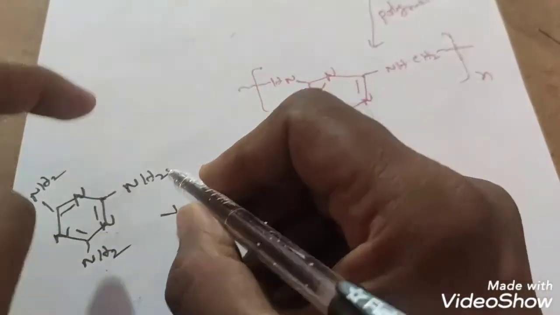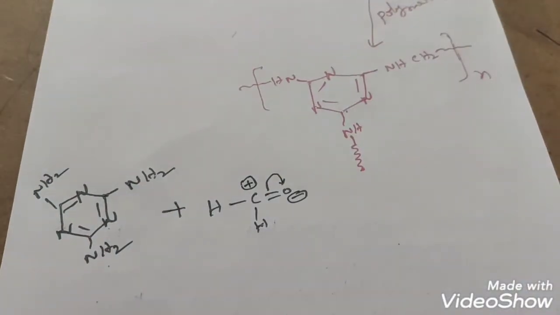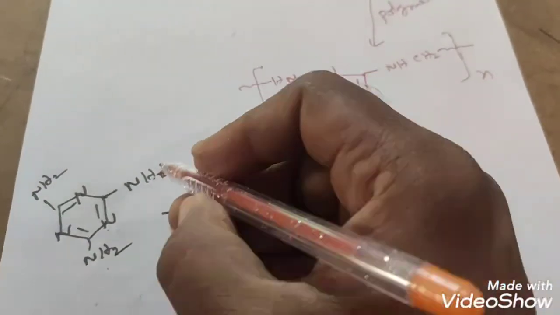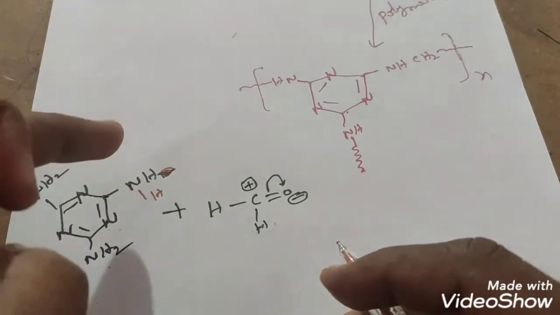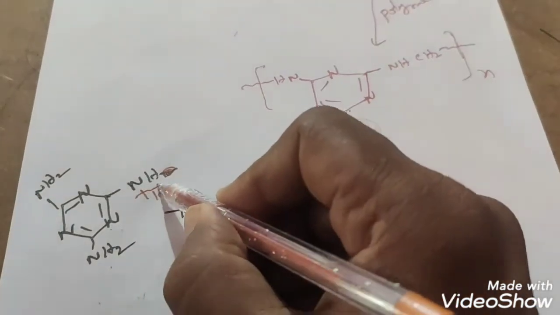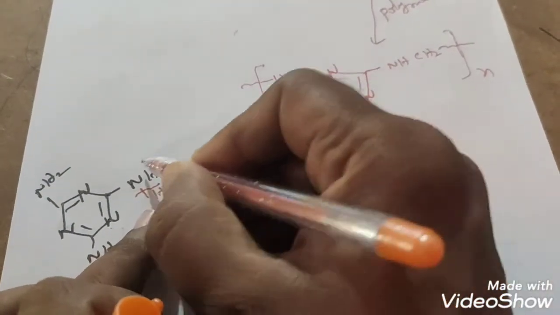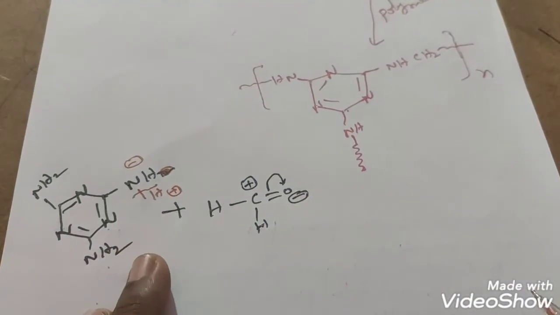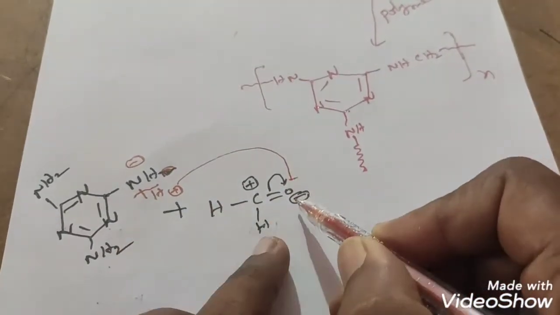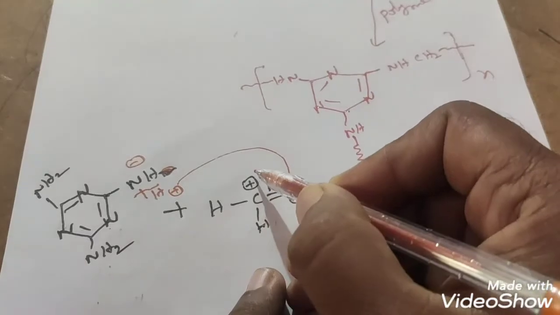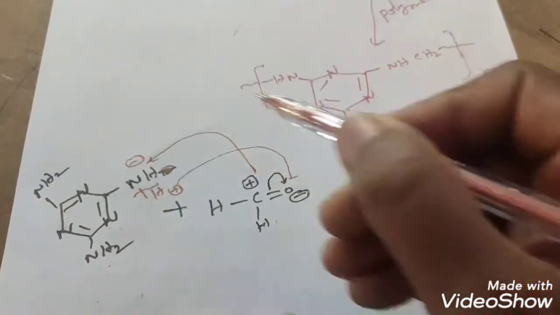Yes. Now in this, if one of the hydrogens is removed, instead of NH2 on this side, for easy understanding I am taking it like this: NH2 I have written as N-H-H. Here breaking of the bond takes place, meaning you will get H plus and NH minus. Correct or not? Yes. The positively charged hydrogen will attack the negatively charged oxygen. The positively charged carbon will attack the negatively charged nitrogen.